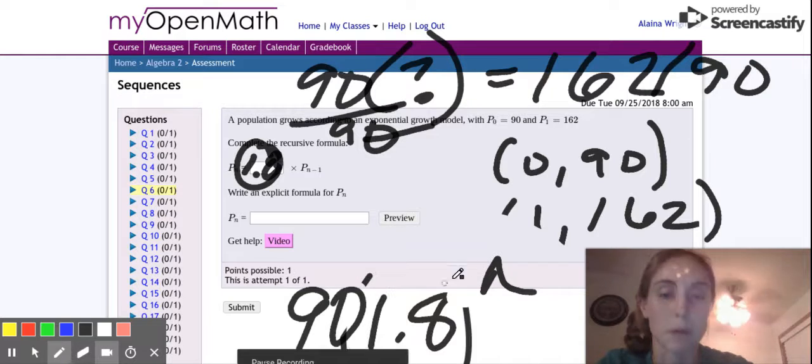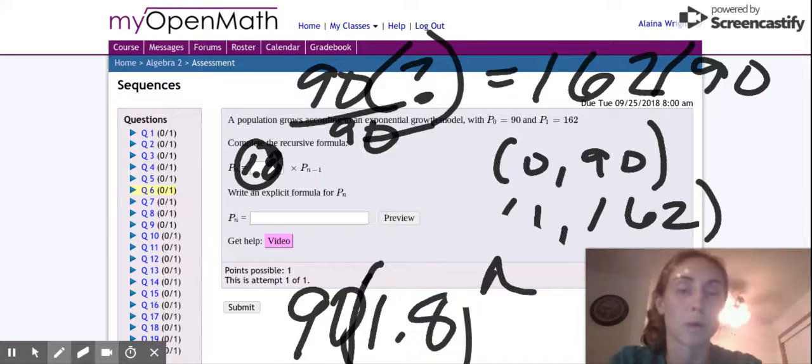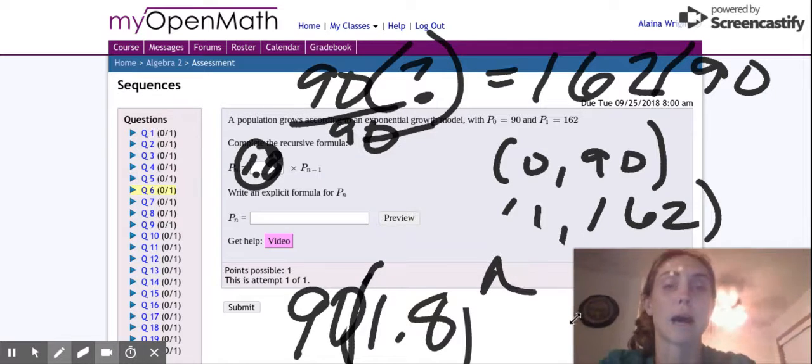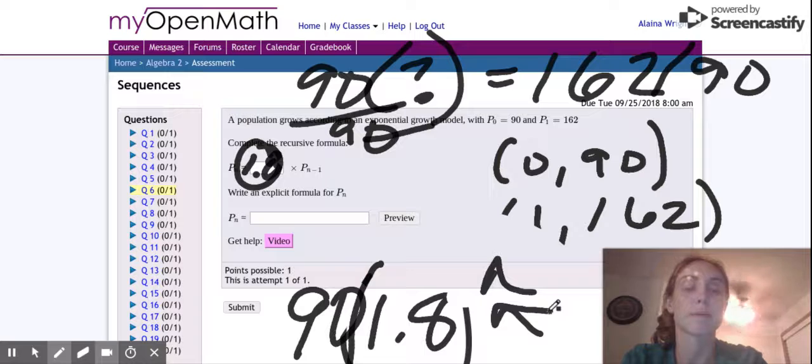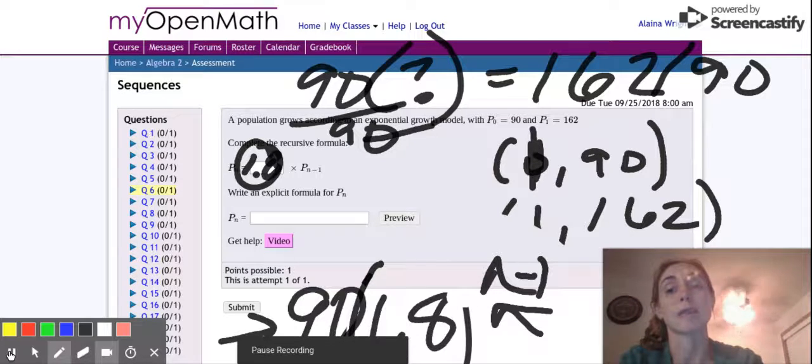So my explicit formula has what it is that I'm repetitively multiplying by. 1.8 is the common ratio. That's what gets raised to this power right here. 90 is the initial value when n is 0. If it wasn't that, if it was 1 and 90 or something like that, then I'd have to minus 1 off this to make it be an exponent that's worth 0. But this one doesn't have that.